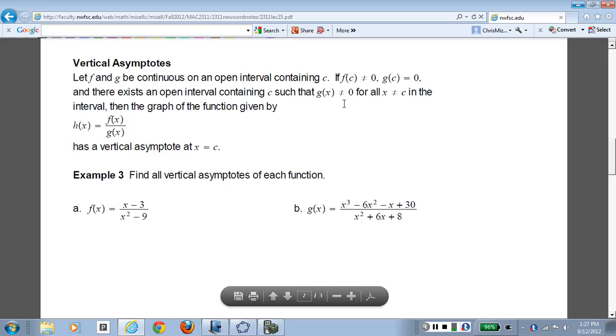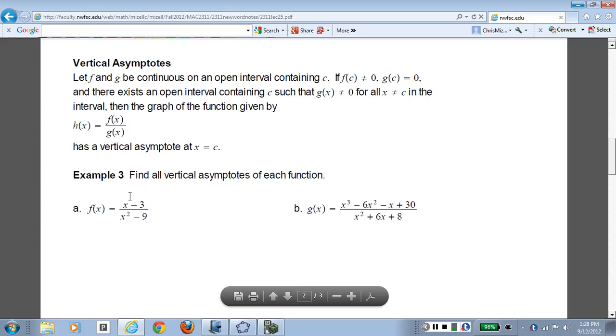Something like that, where there's some kind of bizarre oscillating behavior where g could be 0 infinitely often in a little interval containing c. It's not enough just to say g of c is equal to 0 and f of c does not equal 0. We have to be a little stronger than that in our requirement for a vertical asymptote to exist. For the functions that we're accustomed to dealing with, though, that's the way it happens.